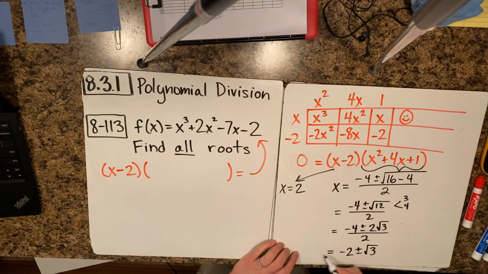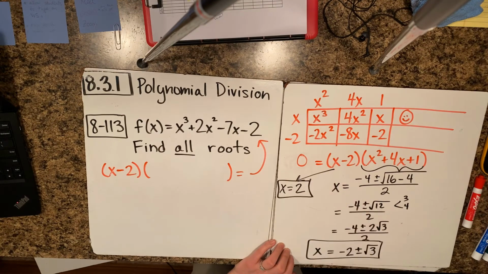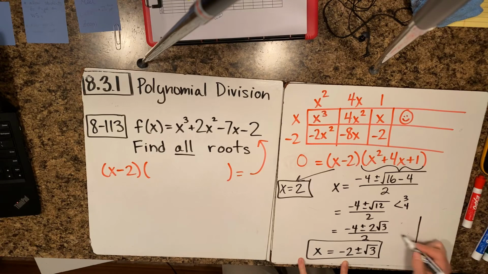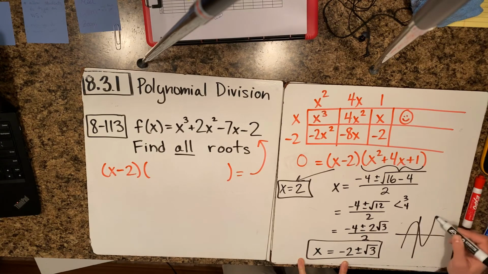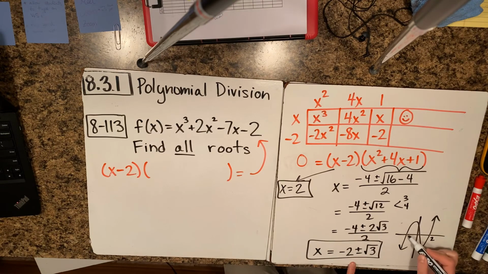Okay, so my roots are, and there are 3 of them, x equals 2, x equals negative 2 plus the square root of 3, and x equals negative 2 minus the square root of 3. And I don't remember exactly where these were, but I do know that this was exactly 2. Okay, the lower number here is going to be negative 2 minus square root of 3. This is negative 2 plus the square root of 3. And those are the exact roots.